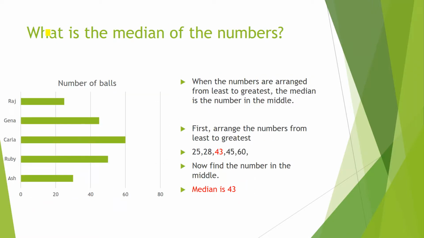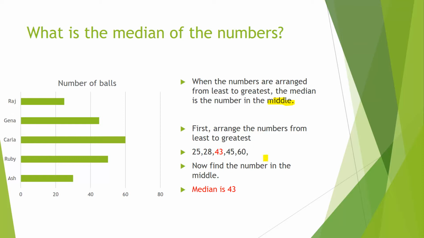Now is the median in the form of a graph. This is the number of balls and these are the kids. When the numbers are arranged from least to greatest, the median is the number in the middle. Again, same thing, but you should know how to read this graph. See, Ash has how many balls? He has 28 balls. Ruby has 43. Carla has 60. In this way you can read the graph.